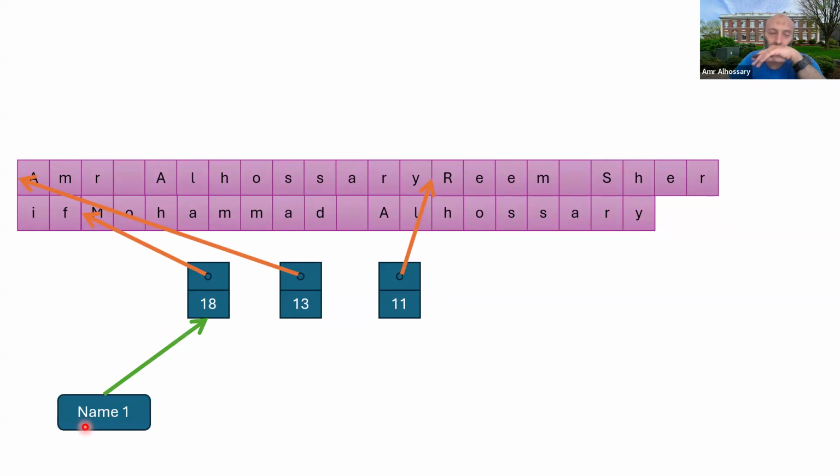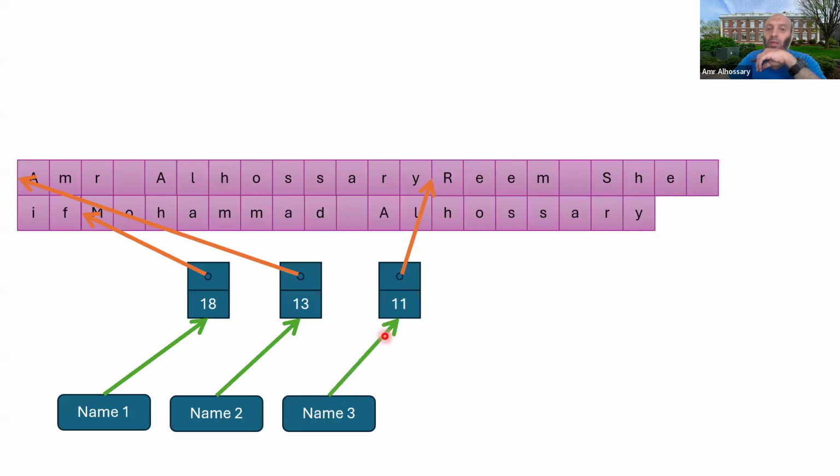So I have a variable called name1. name1 refers to this object which contains the data Muhammad al-Husari. name2 refers to this object which contains the data Amr al-Husari. Variable 3 refers to the object which contains Reem Sharif. Okay, I have three variables. Every variable refers to an object, and the object contains data. You have to differentiate between variable, object, and data.